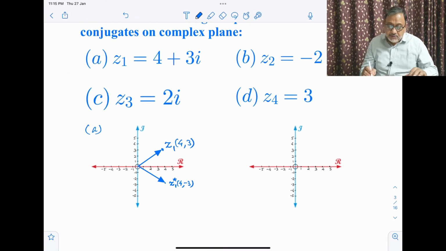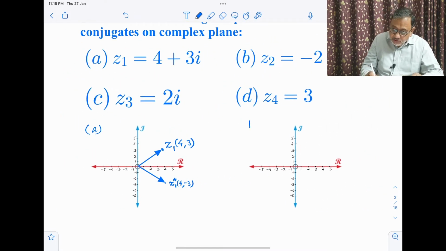Now look at the second part, B. I am going to show Z2, which is minus 2 plus 3i. So look here, minus 2 plus 3i will be somewhere here. I'll mark that point as Z2, which has the coordinates minus 2 comma 3. So this is that complex number.